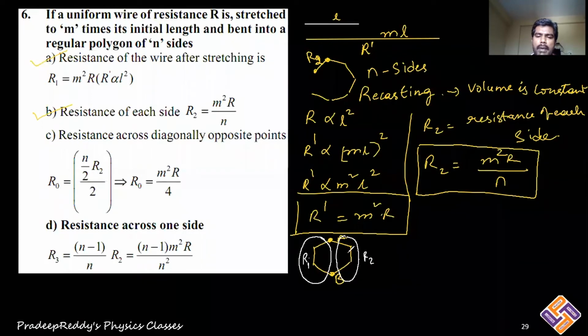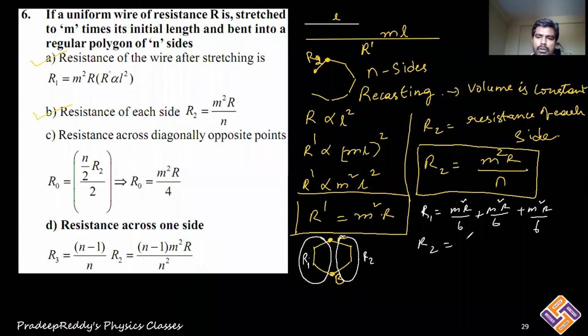R1 and R2 are in parallel. How do you write R1? Each side resistance is m square R divided by n. As there are 3 sides here, these 3 are combined in series. So R1 you can write as m square R divided by n, which is equal to 6, plus m square R divided by 6 plus m square R divided by 6, as these are connected in series.